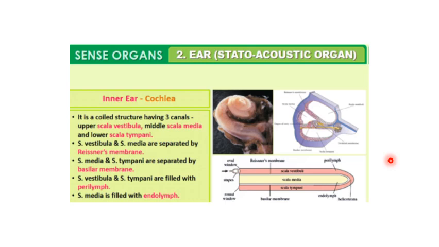Cochlea is a coiled structure having three canals: the upper scala vestibula, the middle scala media, and the lower scala tympani. The vestibula and the media are separated by a membrane. The media and the tympani are also separated by a basilar membrane, and the vestibula and the tympani are filled with perilymph. So this is how the whole structure of the inner ear, that is the cochlea, is organized.